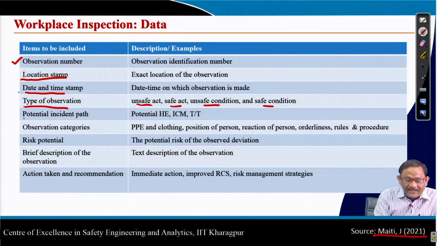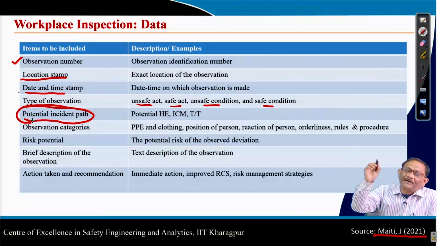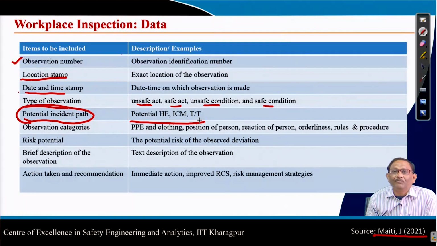Then the potential incident path, which many times is probably not captured. What I am saying is the incident path that we have described in earlier classes. So when I am inspecting, why can't I do a little more brainstorming after the inspection with my team, so that the potential incident path can be documented there also.